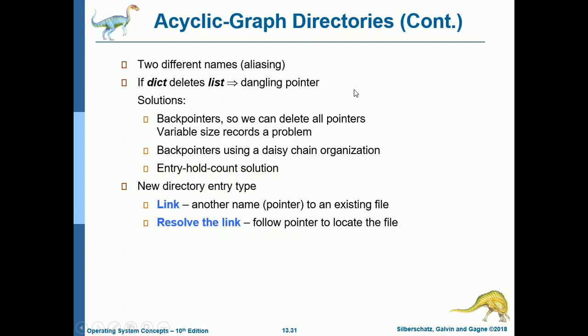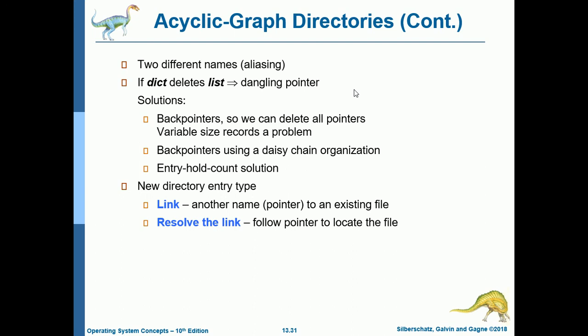So the solution is to use back pointers so we can delete all pointers. Variable size records are a problem. And then back pointers using a daisy chain organization. And then we also have the entry hold count solution. What is the entry hold count solution? A count of the number of references. It is typically used in Unix for hard links.